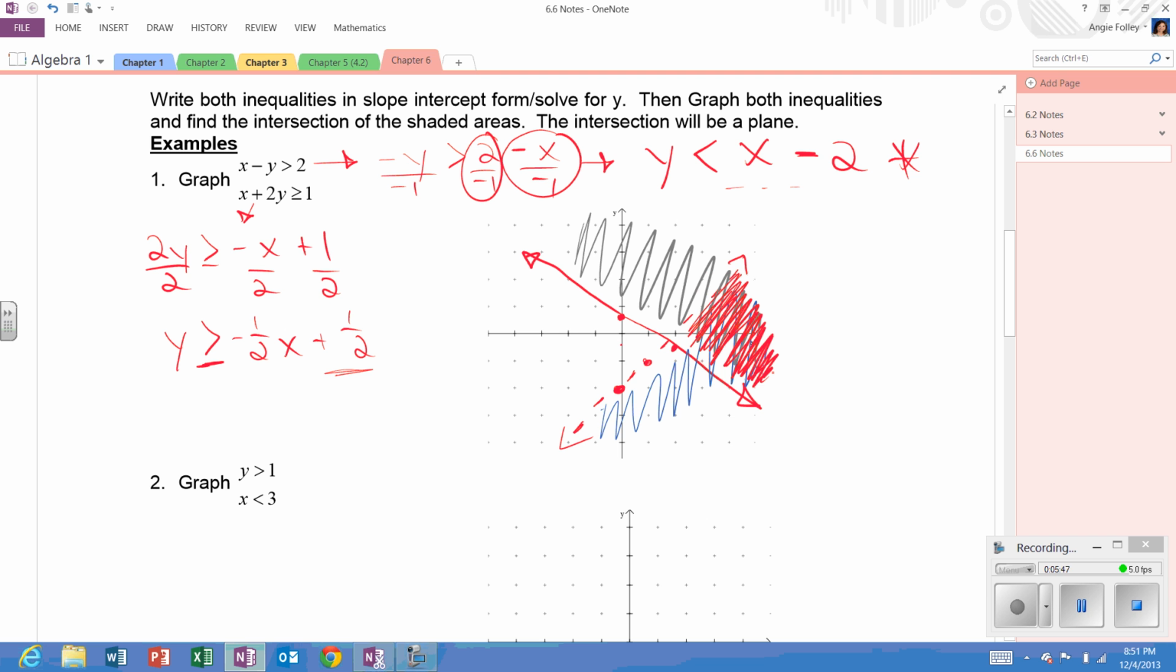If you guys want to, when you're doing this, you can lightly mark where you would shade and then wait till you're done to figure out what parts you should shade together, and that's fine. So like I said, we only want this red part shaded right here. Technically, the gray and the blue area, that's not overlapping, so that is not part of the solution.